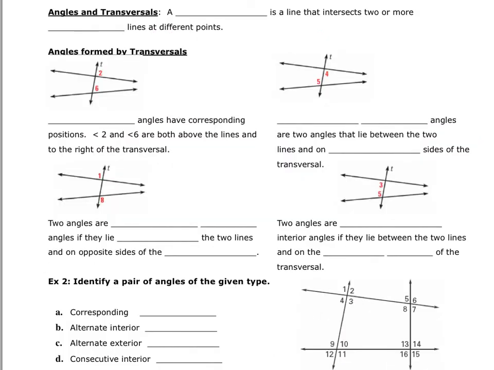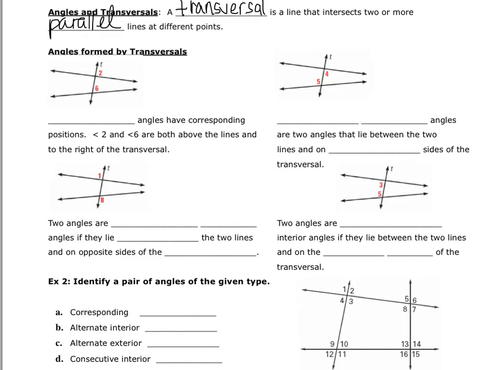Now to talk more specifically about some general lines, we are also going to introduce a new type of line called a transversal. A transversal is a line that intersects two or more parallel lines at different points.